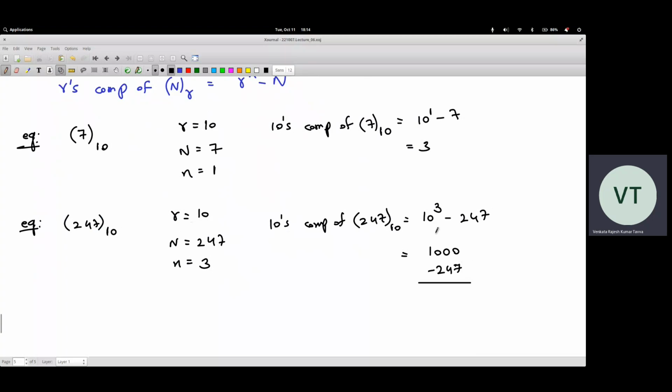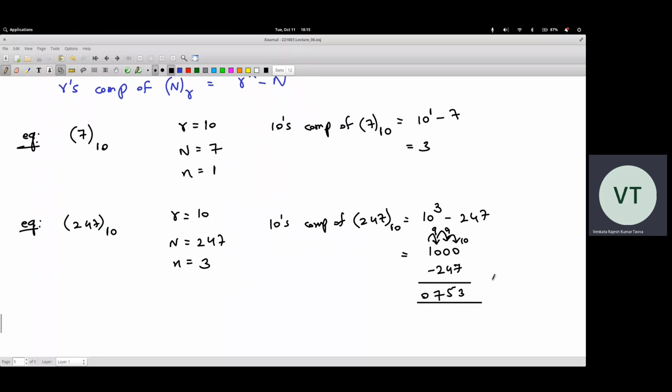Now you see so many borrowings I need to do. First I borrow 1 from here. This will become 10. All right. And then again I borrow 1 from here to here. This will become 9. This will become 10. Now I borrow 1 from this 10. This will become 9. This will become 10. So 10 minus 7, 3. 9 minus 4, 5. 9 minus 2, 7. This is anyway 0.